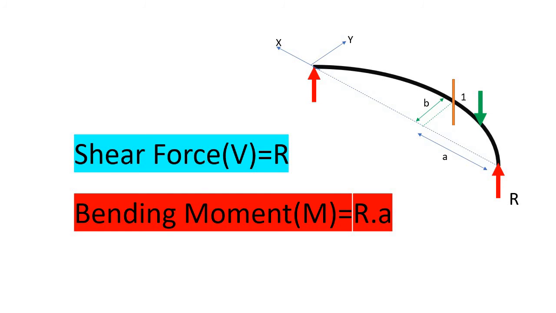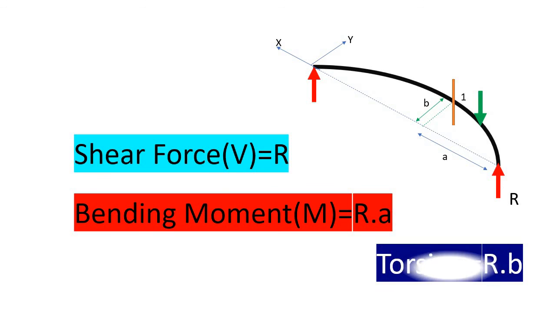So we can say that at section 1, this reaction R at the right support is creating some moment, but that moment is not along the axis. So here we can define that moment as torsion. This reaction at the right support is creating a torsion at section 1 with the amount of R times B. Here you can see the difference is that in case of a straight girder, we had only shear force and bending moment.